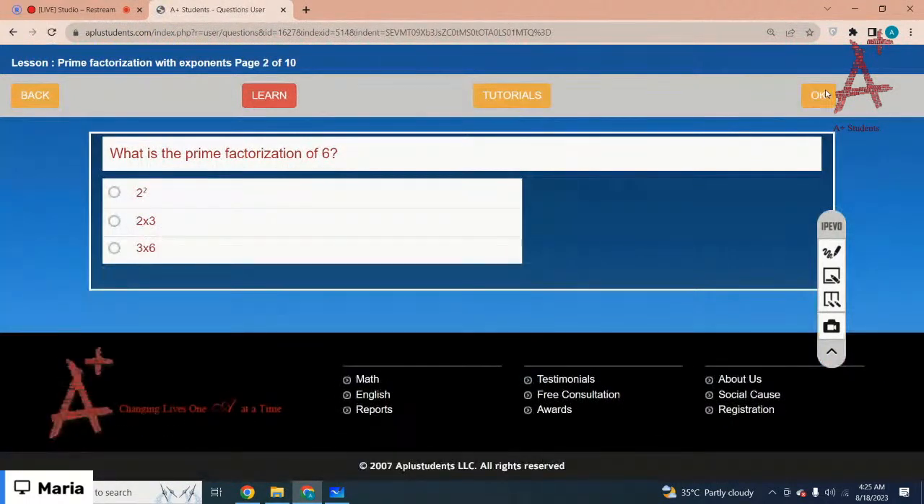What is the prime factorization of 6? Which is the correct option? 2 times 3 is 6. The correct option is 2 times 3.